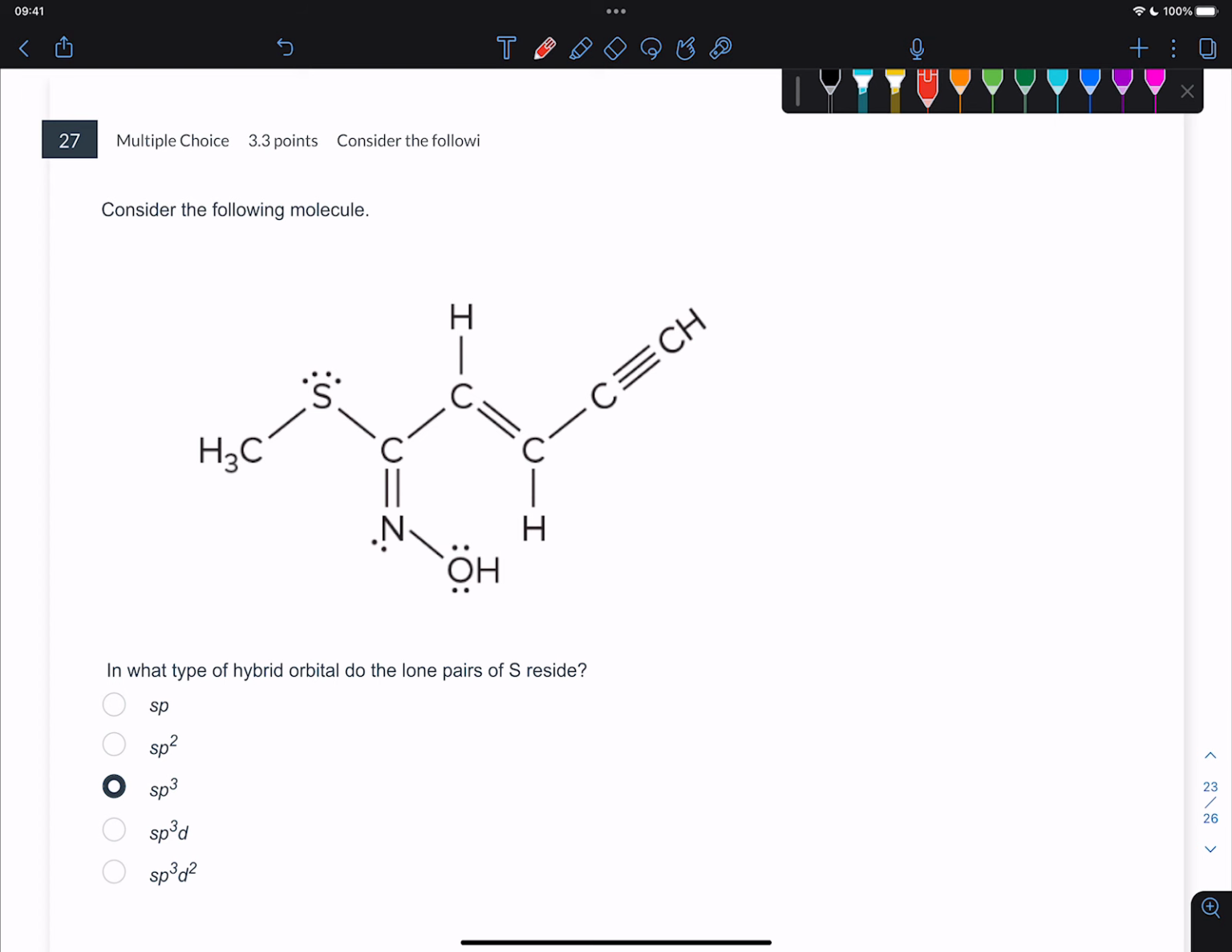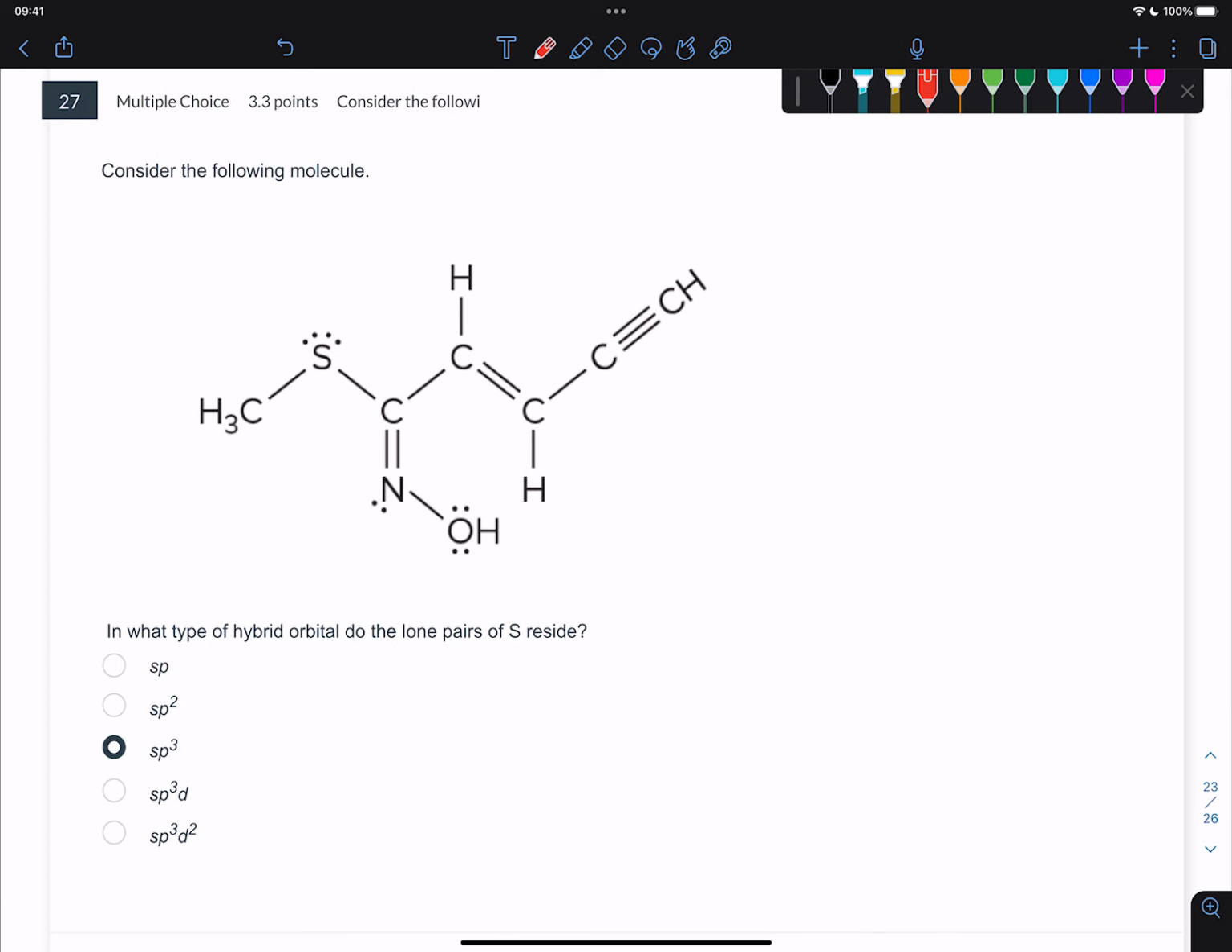Consider the following molecule. In what type of hybrid orbital do the lone pairs of S reside? So S is right here. And again, I can't stress this enough. If you know your electron region geometries, then you've got it. So let's remind ourselves. I'm only going to do the main ones. There's linear, there's trigonal planar, and there's tetrahedral.